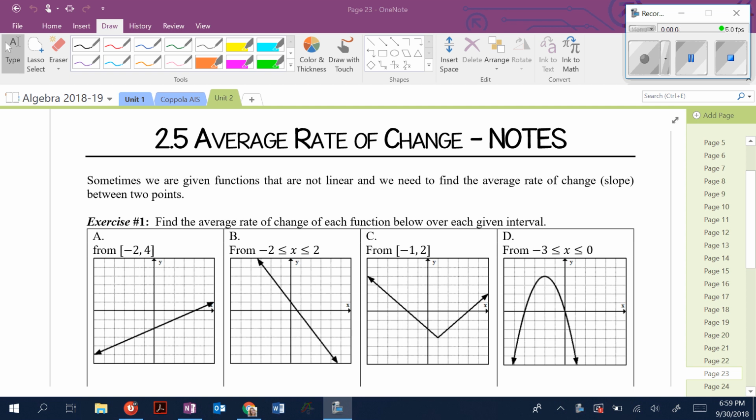Average rate of change. What does it mean? Really, it's just slope. Instead, they want you to say it as average rate of change. Well, why would they want you to do this?